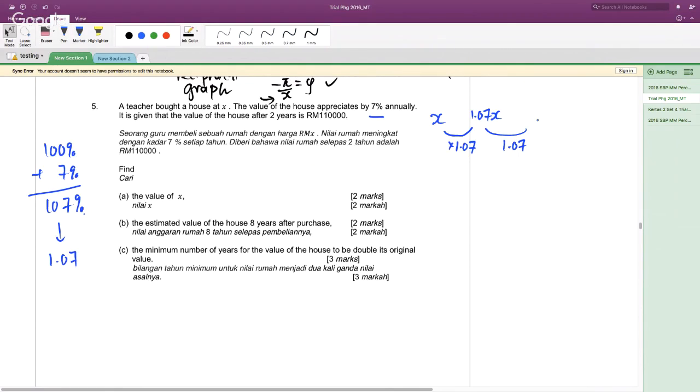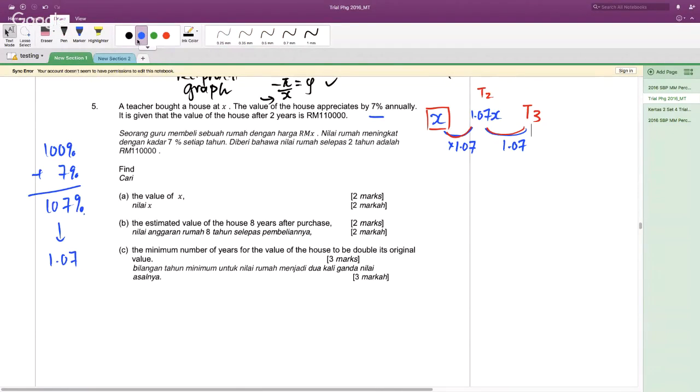So what's the meaning of after 2 years? Let's say this is the value when you bought a house. This one is after 1 year, so you go into T2. And then this one is after 2 years, you go into T3. So after 2 years over here actually means T3.